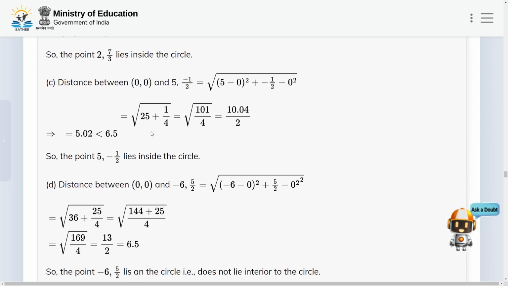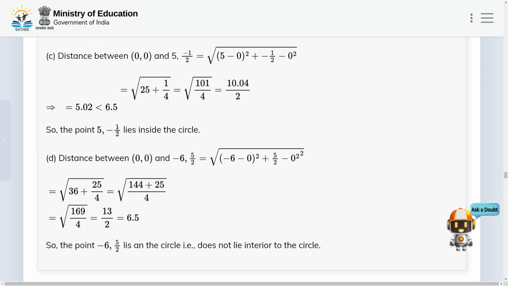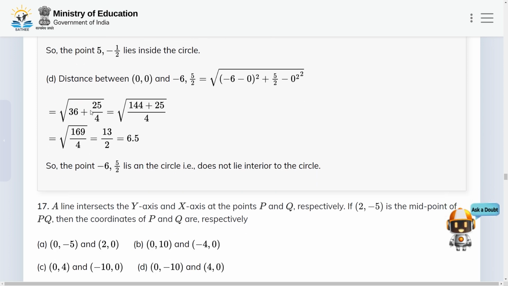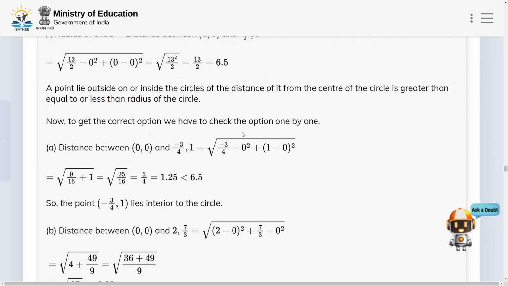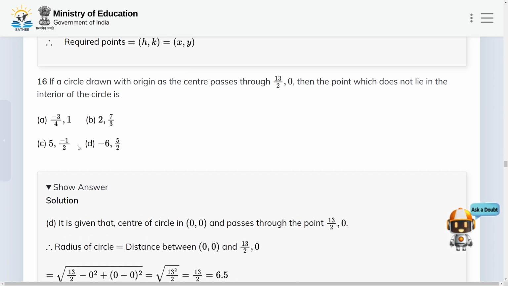In option D, we have the point (5, -1/2). The distance between (0, 0) and (5, -1/2) is about 5.02, which is less than 6.5, so the point (5, -1/2) lies inside the circle. Now if we check the distance between (0, 0) and (-6, 5/2), it is equal to 6.5, so this point lies on the circle and does not lie interior to the circle. So that is the correct answer.